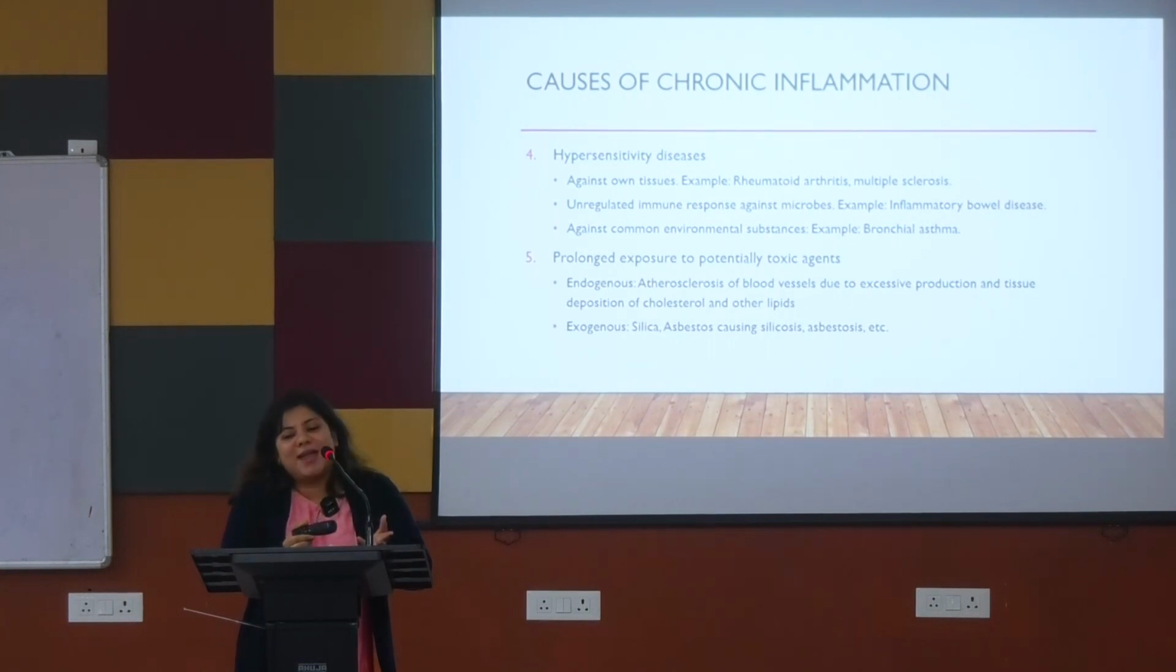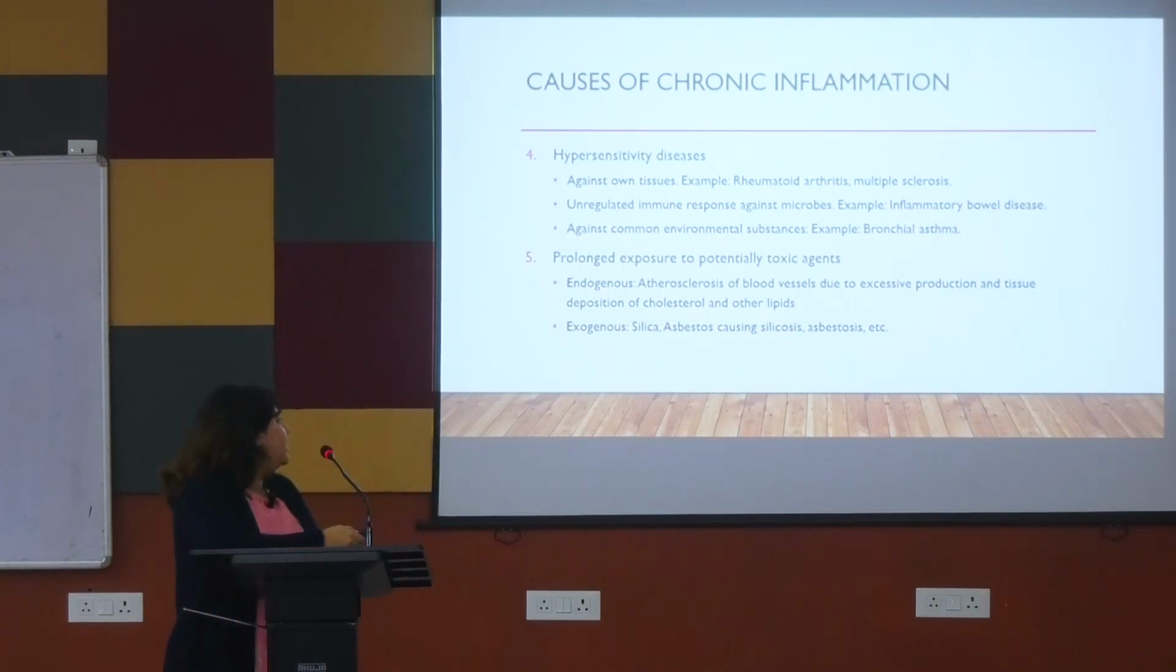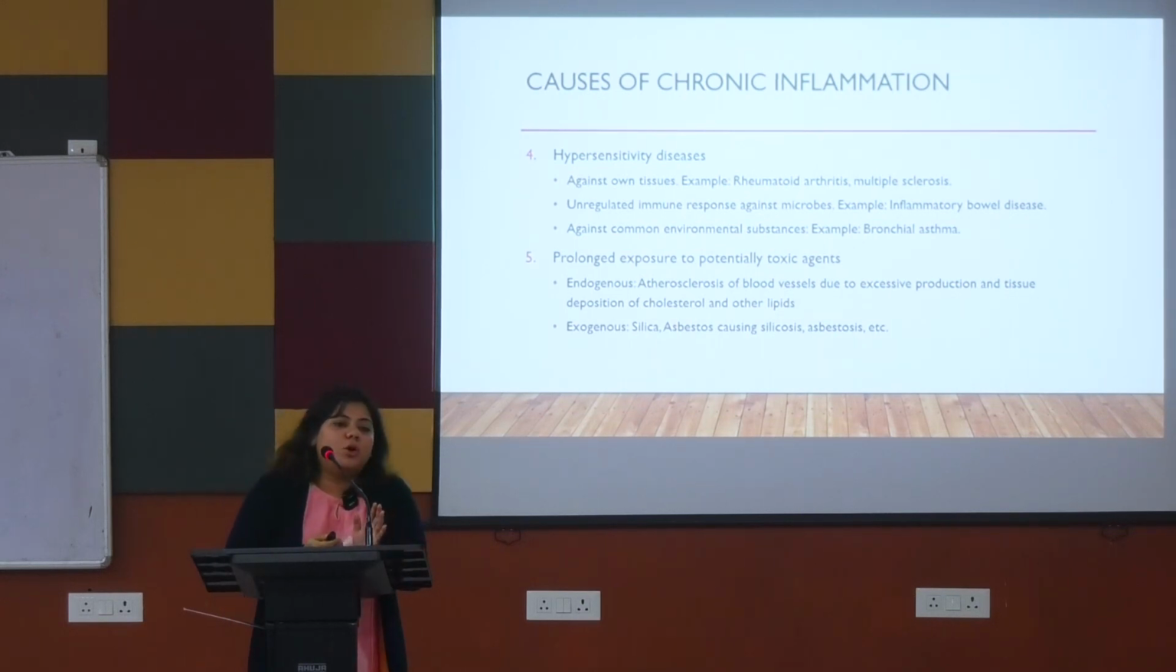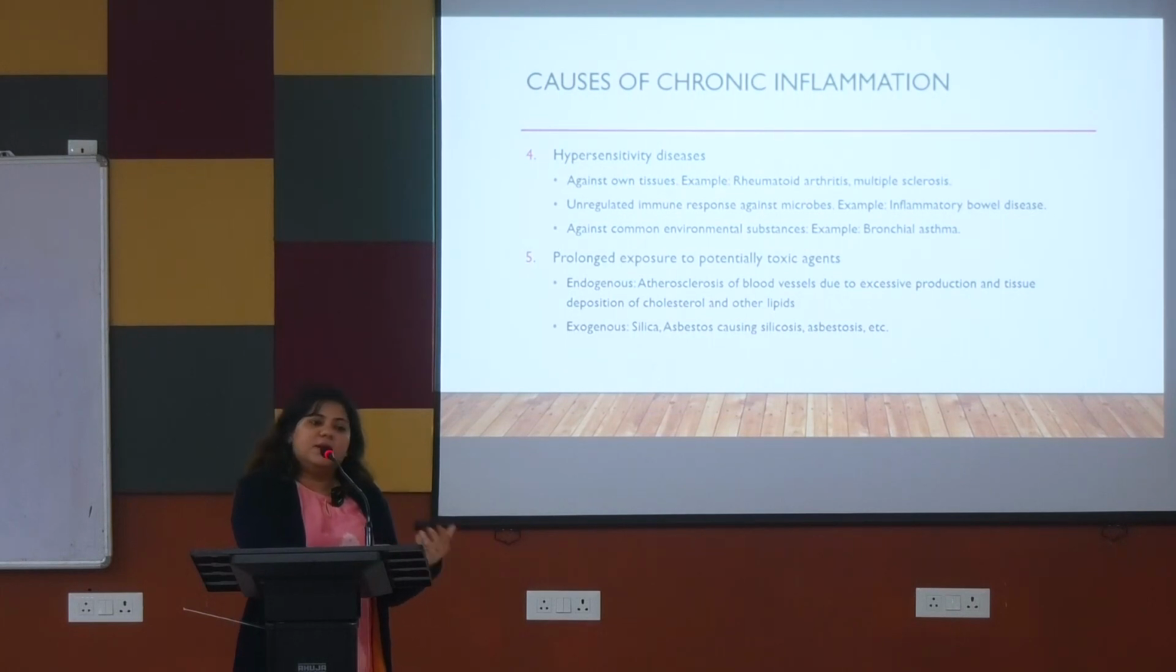Smoking can be active, can be passive. So that is also an example, right? So that can be endogenous, exogenous. Exogenous is silica, asbestos. These are the causes of inflammatory lung diseases, right? They call interstitial lung diseases, they cause fibrosis of the lung. Examples are silicosis, asbestosis. But apart from that, smoking also, smoker's lung, is an example of chronic inflammation.